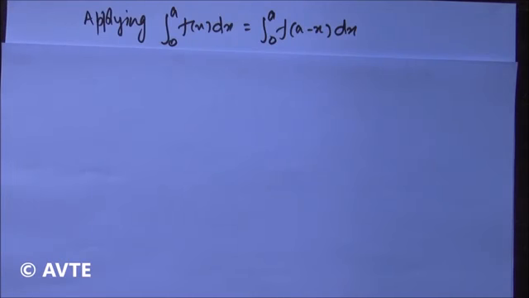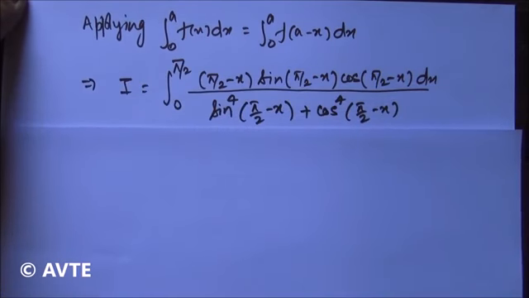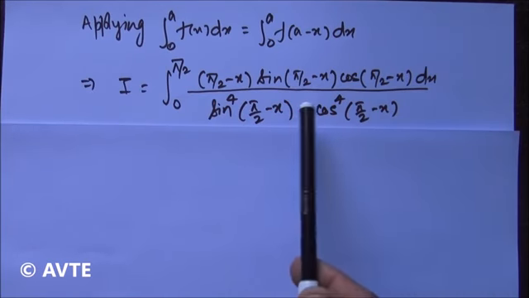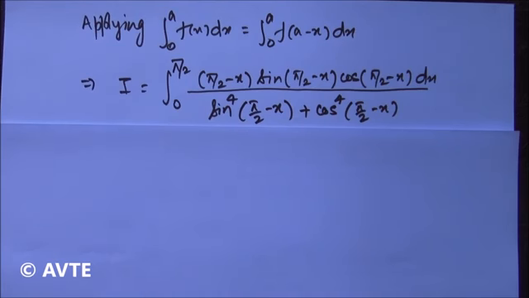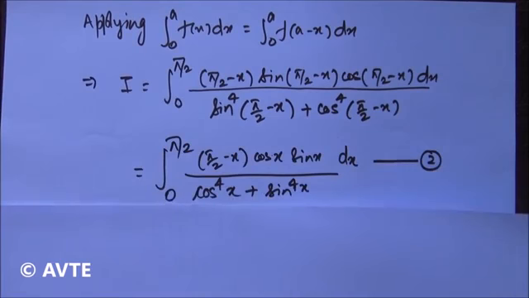So here's the solution. We take the original question as equation number 1. By applying 0 to a, which is 0 to a f of a minus x, you can see that it will turn to 0 to pi by 2, minus x, sine of pi by 2 minus x, cos of pi by 2 minus x dx upon sine raised to power 4 of pi by 2 minus x plus cos raised to power 4 of pi by 2 minus x. And then what is sine 90 minus theta? Sine 90 minus theta is cos theta. So they will turn to cos.